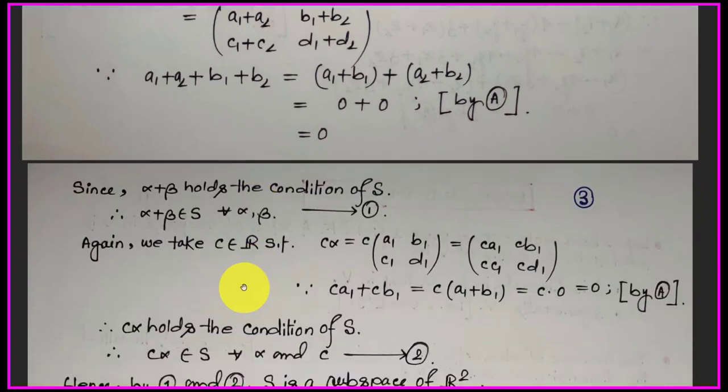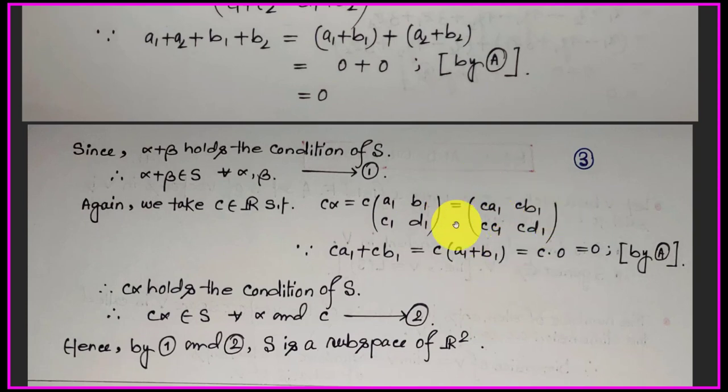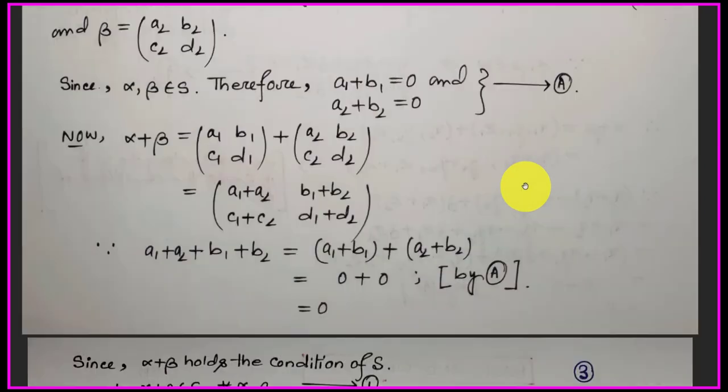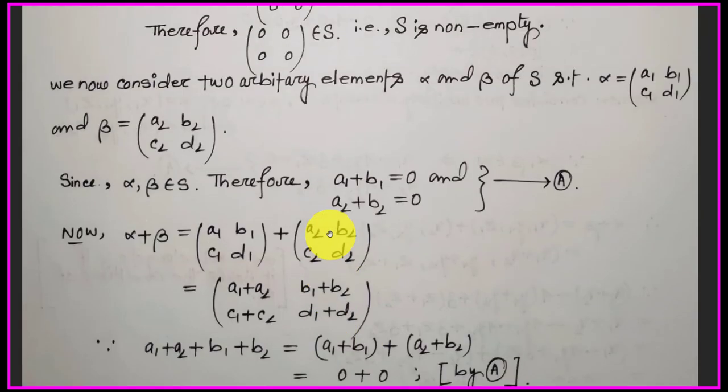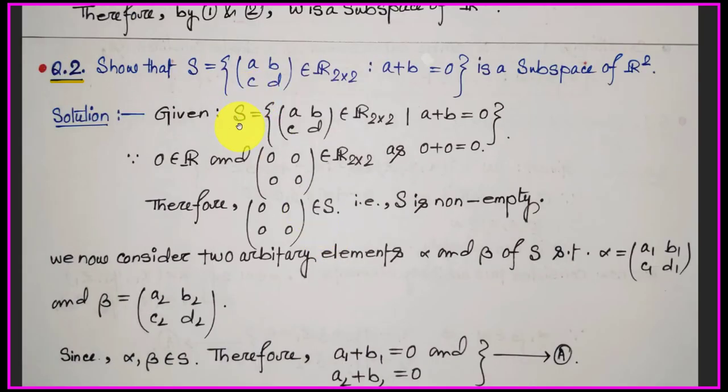Now come to the second condition. Again, we consider c belonging to the set of real numbers, such that c alpha equals c into alpha, which is c into A1, B1, C1, D1. Then we get cA1, cB1, cC1, cD1. Now again we have to verify whether the element belongs to the set. So cA1 plus cB1, taking c as common, we have c into A1 plus B1. Now A1 plus B1 is nothing but 0, so we can say c into 0 equals 0 by equation number A. Therefore, as c alpha satisfies the condition of the set capital A, we have to say that c alpha also belongs to the set capital S.